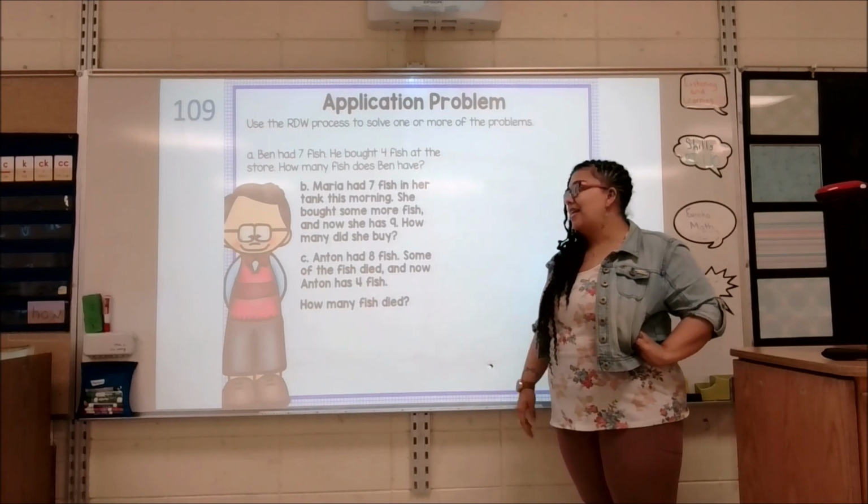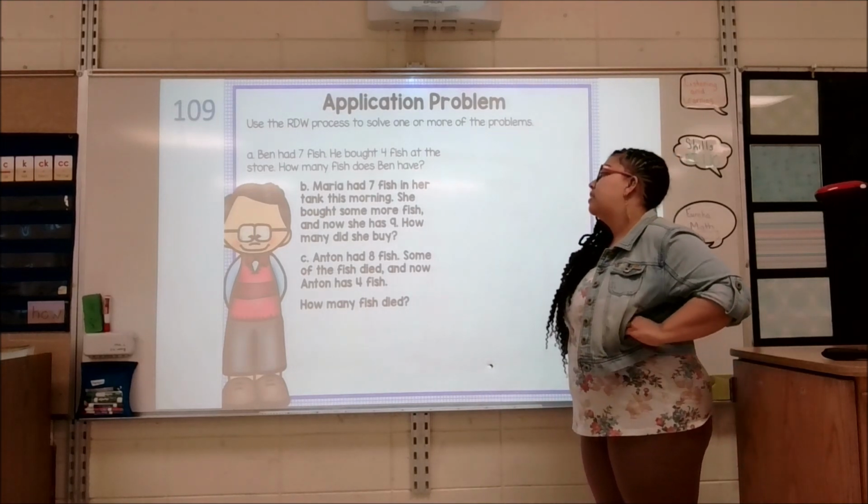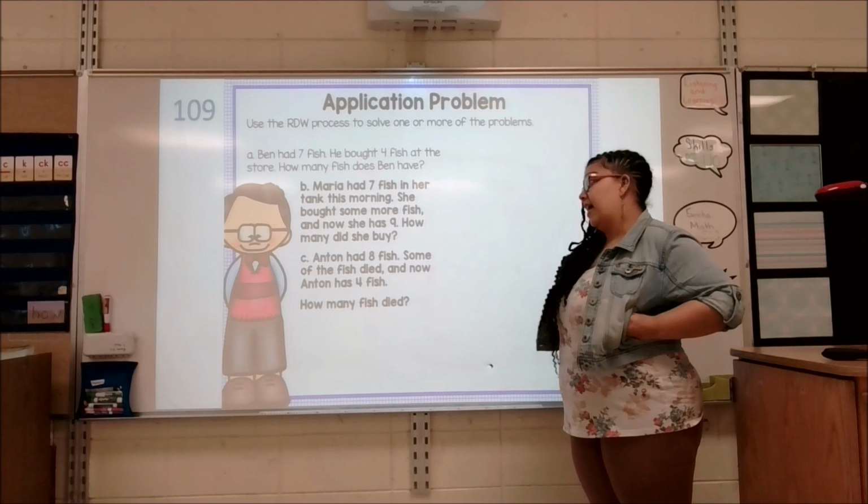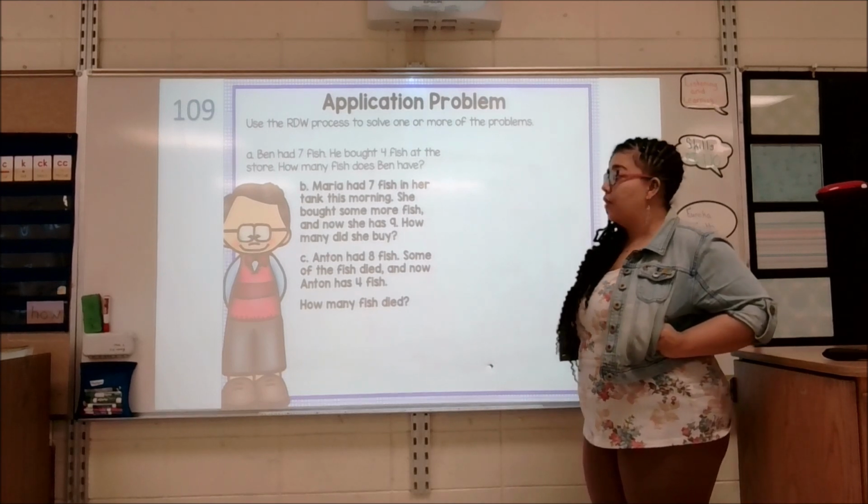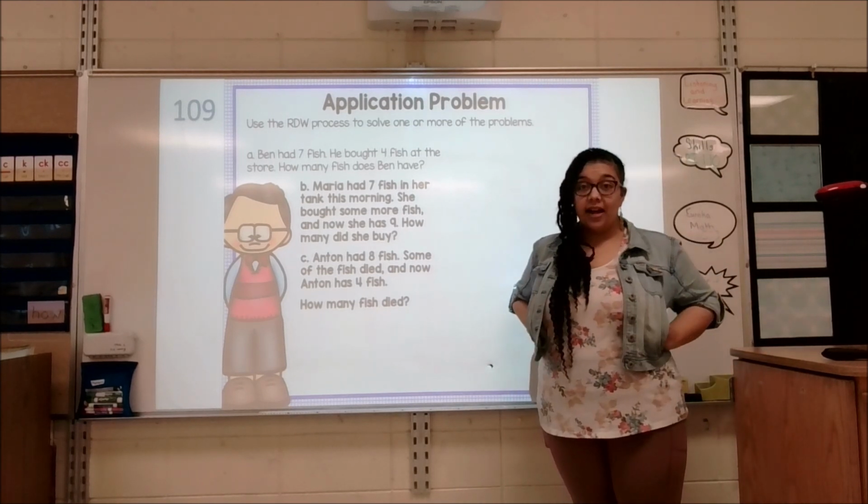C reads, Anton had 8 fish. Some of the fish died, and now Anton has 4 fish. How many fish died?